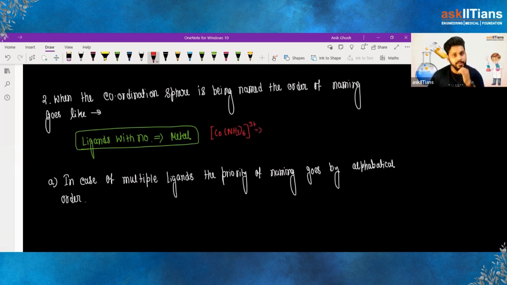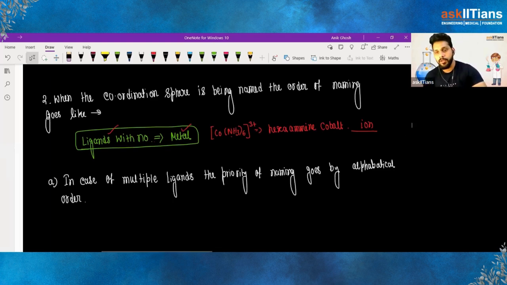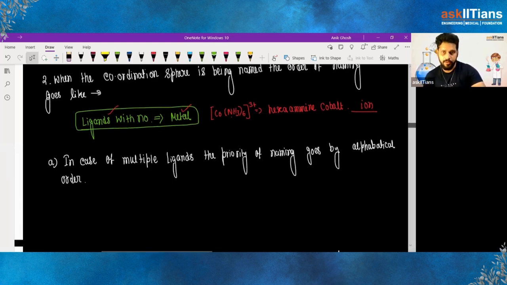If I want to name this, how am I going to start? First ligands with number, so hexa, amine, not amino, amine. It is a neutral ligand, no changes. Hexamine. Then after that, the metal name, which would be cobalt. So hexamine cobalt, ion. That's how we name it, because it's an ionic compound.